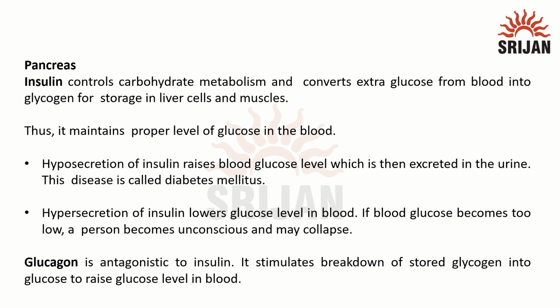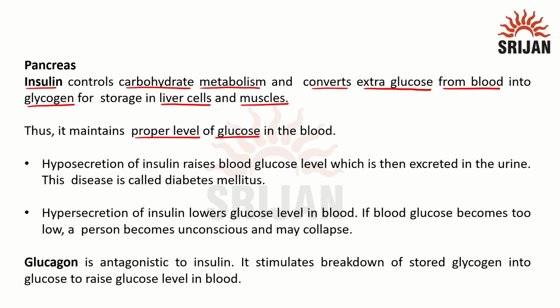Now if we look at the functioning of insulin, it is important because it controls carbohydrate metabolism. What does it mean? It means it converts the extra amount of glucose present in the blood into a storage form, that is glycogen, and this will be stored in two types of cells, that is liver and muscle cells.